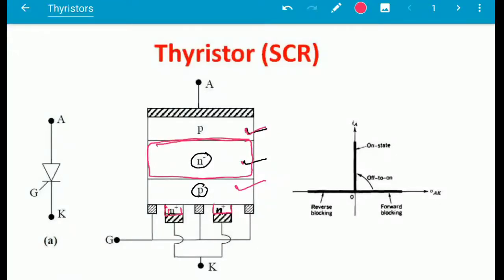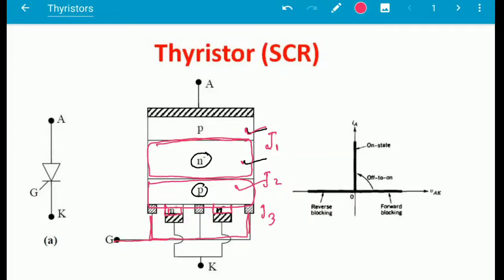So we can conclude that this one is junction 1, this one is junction 2 and this third one is junction 3. From this P layer we have taken another line which is called the gate. In case of a diode there was no gate connection, only anode and cathode. In case of a thyristor there is a gate by which we can control the turn on and turn off.